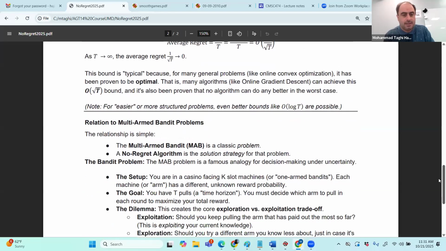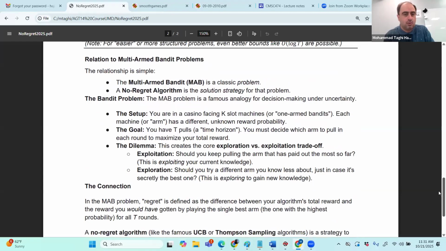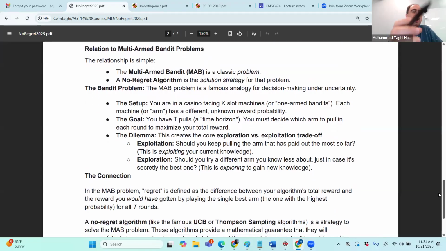Let me give you an example here. A typical thing that is used a lot in practice is the multi-armed bandit algorithms. The multi-armed bandit problem is a classic problem, and a no-regret algorithm is a solution strategy for it. What is the multi-armed bandit problem? It's a typical problem you will hear a lot about, for decision making under uncertainty.